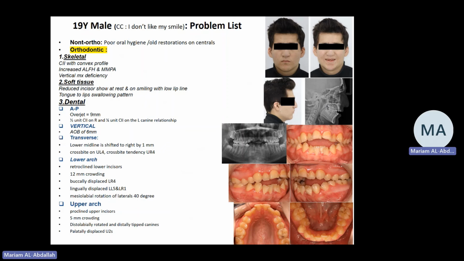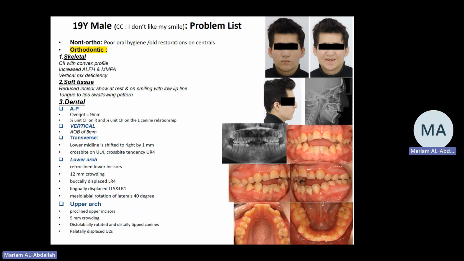In terms of soft tissue, the patient has minimal teeth show on smiling, no teeth show at rest at all. So this is a problem, okay? Low lip line, and most importantly, in terms of soft tissue, is the swallowing pattern. The patient has tongue to lips swallowing pattern. Again, this is really an important feature. Now we move dentally.